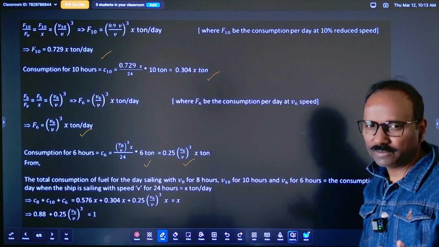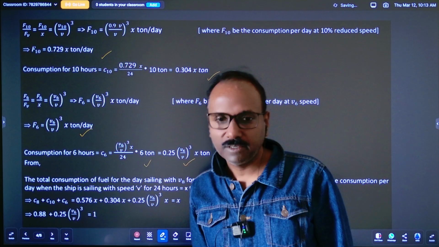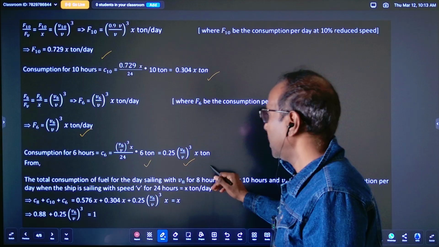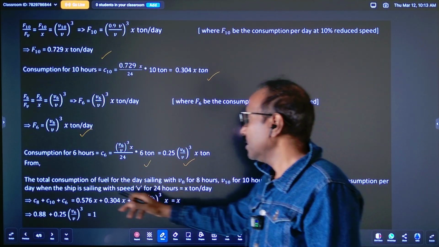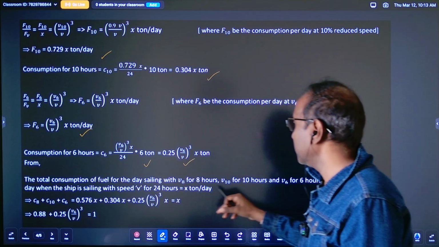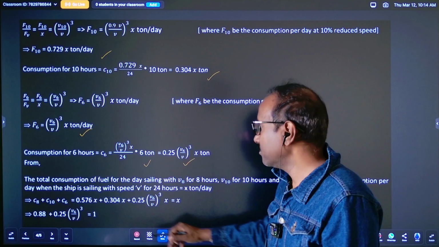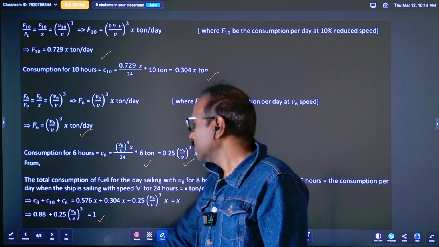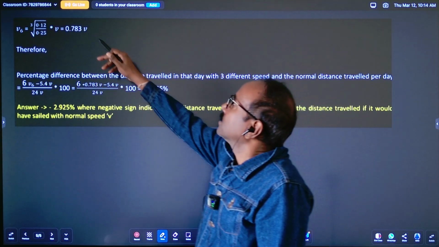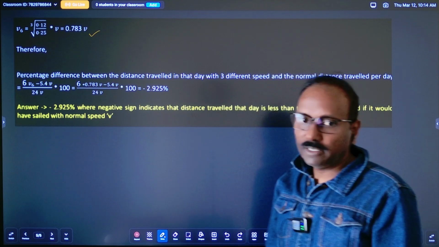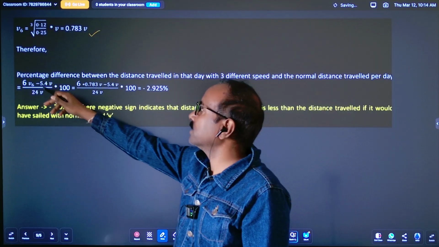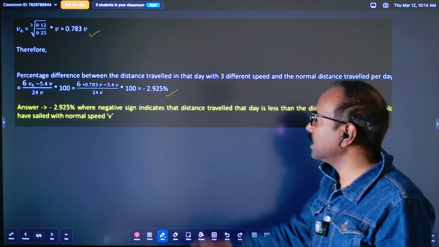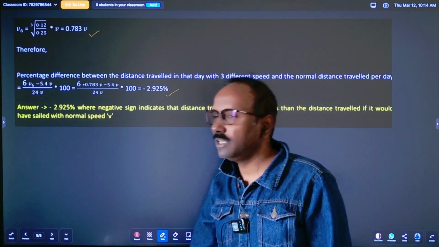Instead of assuming that this is Y and then again going, to avoid confusion I have removed Y. So the total consumption of fuel for the day sailing with this will be C8 plus C10 plus C6. So you got this equation. So you got V6 in terms of V. Use this V6 in the percentage difference equation here. You will be getting minus 2.925%.